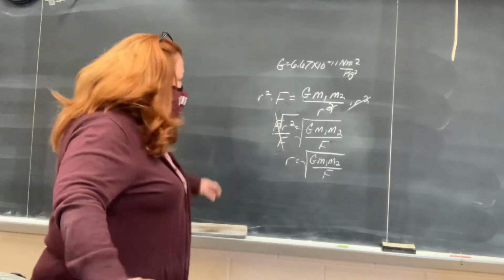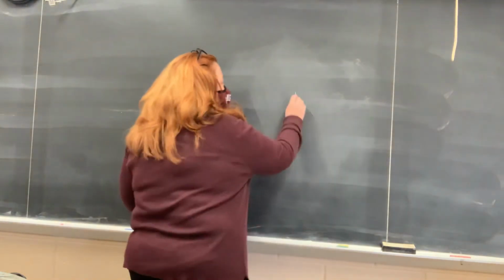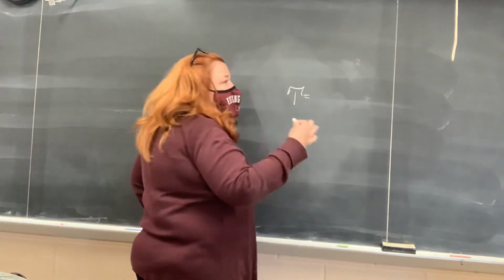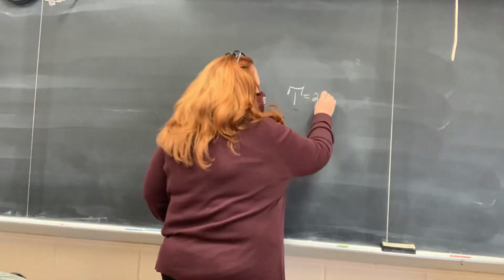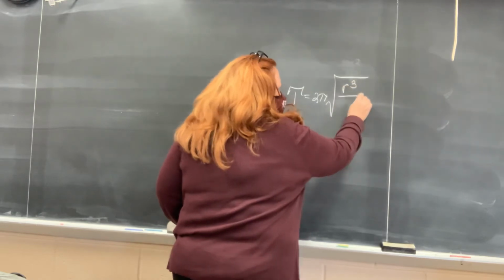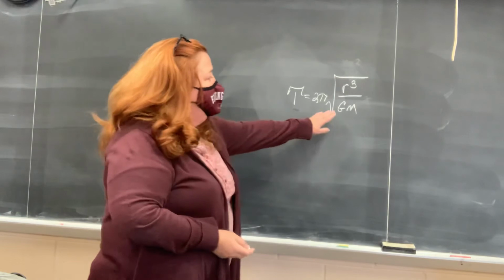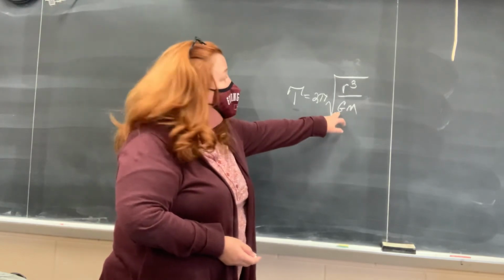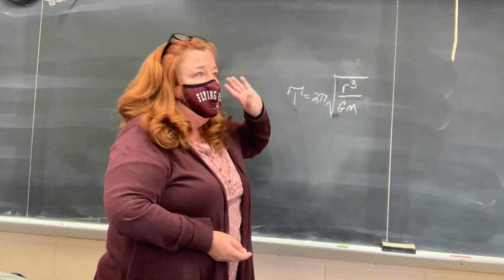The other one I think that people had difficulty rearranging the equation for was the period. The period is the amount of time it takes for something to orbit. So this is what the period is, tau, and the equation is 2 times pi times the square root of r cubed divided by gm. Once again, g is that weird number, 6.67 times 10 to the negative 11th newton meters squared. If you start putting numbers in here, it's going to become very cumbersome.